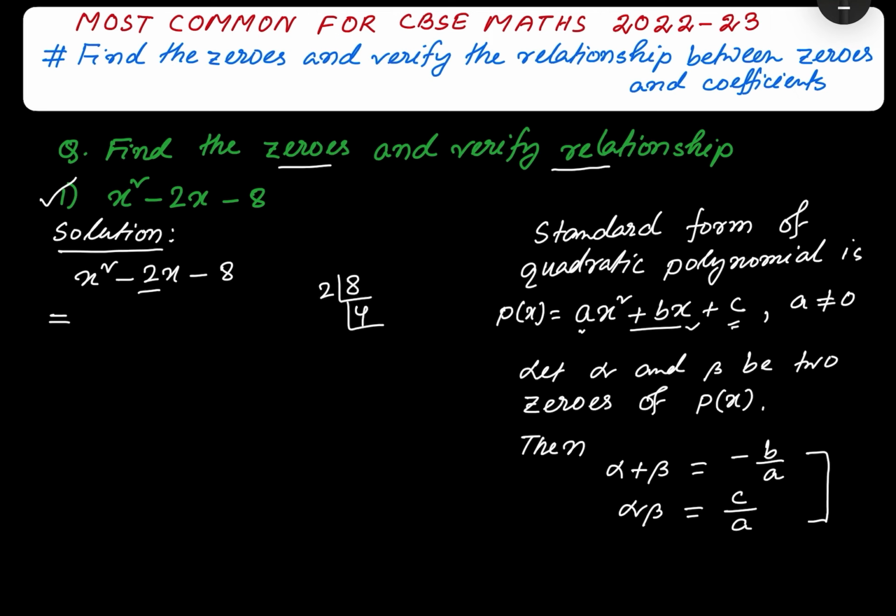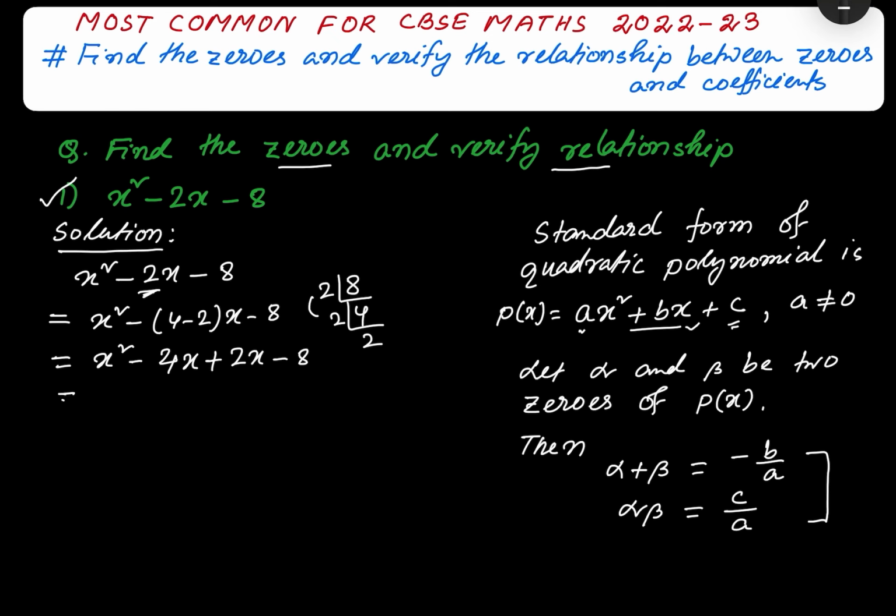2 4s are 8, 2 2s are 4. Now I have to choose two numbers whose sum or subtraction will be that middle term 2. Okay. So I'm taking 4 and 2. So I can write this middle term 2 as 4 minus 2, minus x into x minus 8. Now remove the bracket, it will be x square minus 4x plus 2x minus 8.